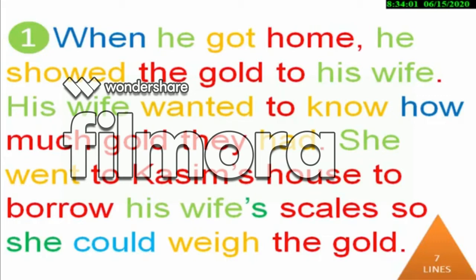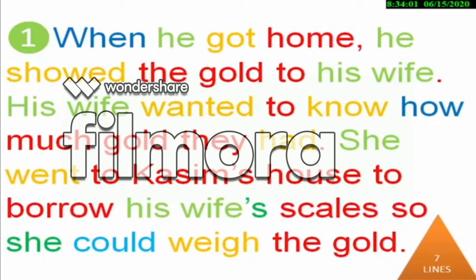عندما وصل إلى المنزل أظهر الذهب إلى زوجته. And the second sentence, his wife wanted to know how much gold they had. ثم أن زوجته أرادت أن تعرف كمية الذهب التي يمتلكونها. إذن as you see there is a relationship between sentence 1 and sentence 2. هناك علاقة ما بين الجملة الأولى والجملة الثانية بحيث أنه حالما وصل إلى المنزل أظهر الذهب إلى زوجته والتي أرادت أن تعرف كمية الذهب. So this is a relationship. So here we can use one sentence and combine between these two sentences. سنعمل على الربط بين هاتين الجملتين في جملة واحدة.